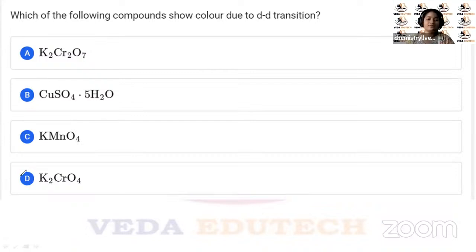What is the question here? The question here is, which of the following compounds show color due to DD transition? क्या बताया गया है यहाँ पे? कौन सा ऐसा कंपाउंड है यहाँ से जो कि DD ट्रांजिशन दिखा सकता है?